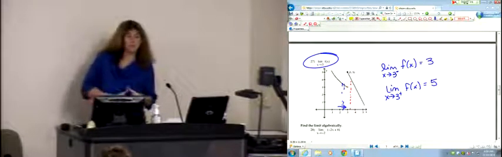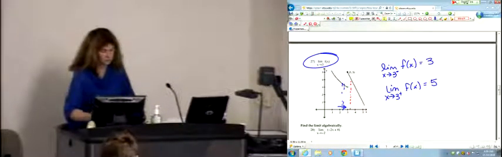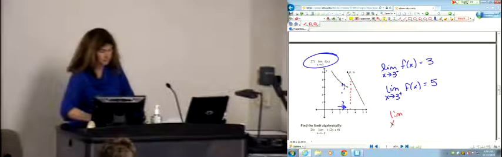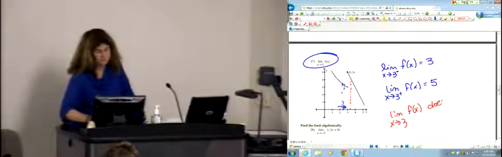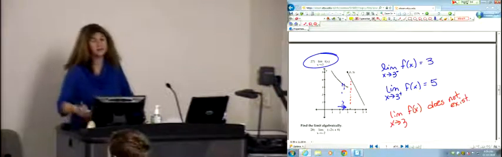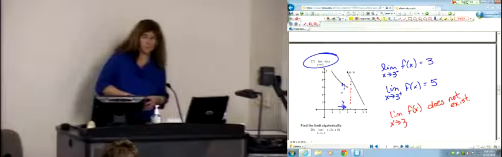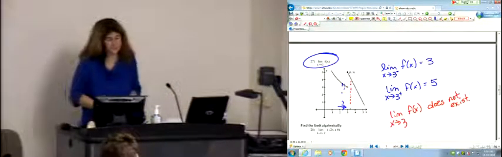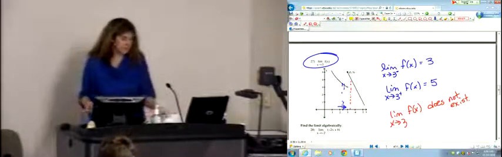Again, it's a piecewise defined function here. And so that means that for this particular problem, the limit as x approaches 3 does not exist, because the values coming from the left and coming from the right are different. That's the reasoning there. Questions on that one?